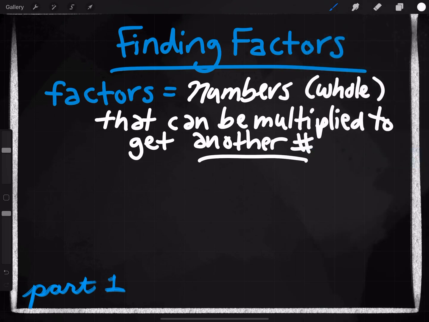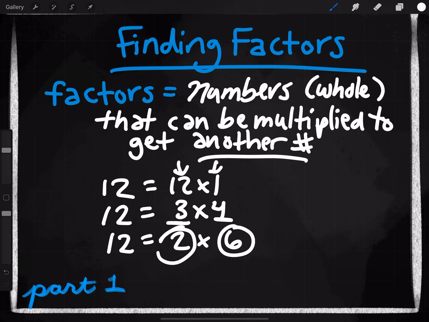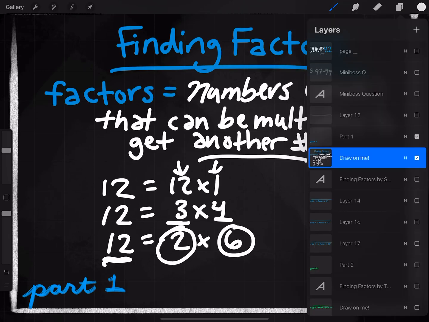Here, I'll draw a couple examples. So if I say, what is a factor of 12? Well, I can have 12 times 1, so 12 is a factor of 12, and 1 is a factor of 12. I could have 3 times 4, so 3 is a factor, and 4 is a factor. Both are factors of 12. I could have 2 times 6, so 2 is a factor of 12, and 6 is a factor of 12. So it has to be a regular whole number that can be multiplied to get whatever number you're asking about. Hopefully that'll make more sense with some examples.